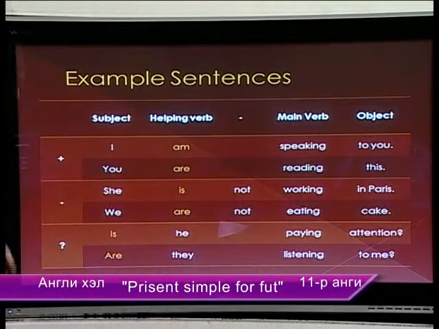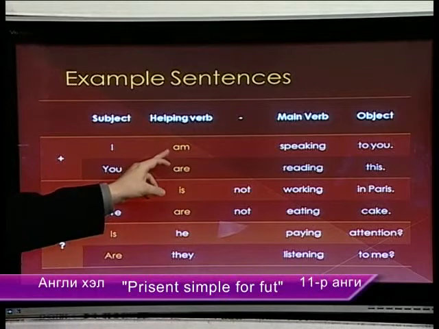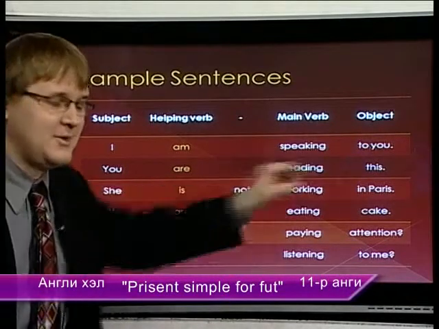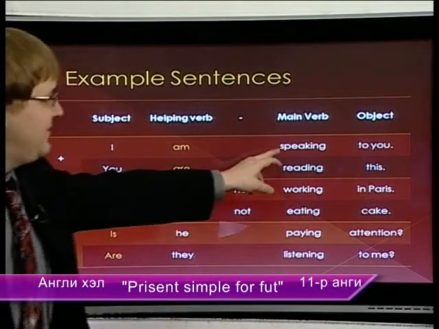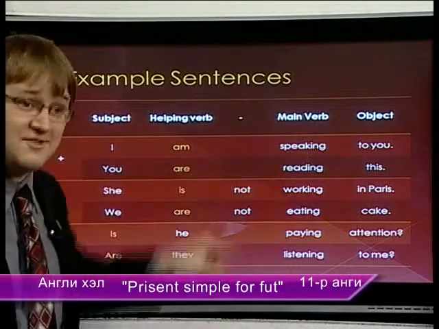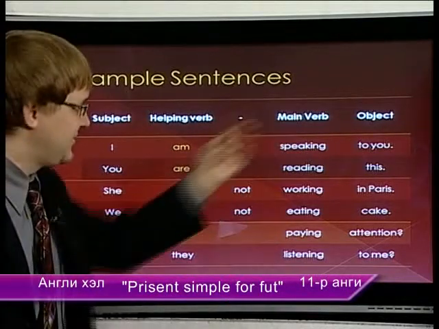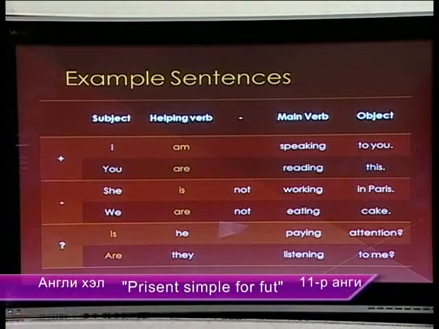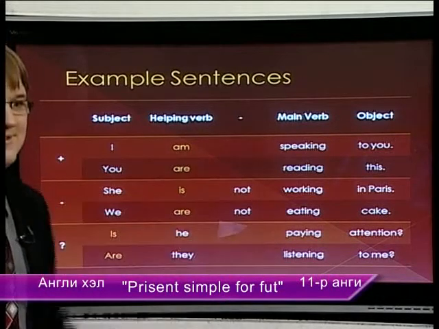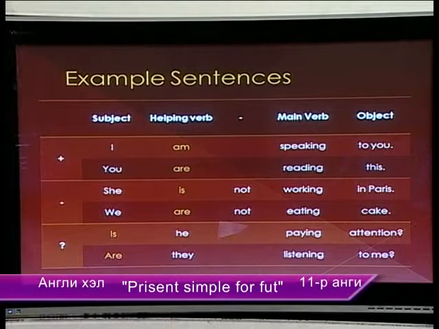Positive sentence is very easy. I am, be verb, speaking to you. Nothing changed with speaking. Vowel, vowel, consonant, so the K doesn't double. And the object, to you. I am speaking to you. You are, be verb, reading this. All right, that's the easy one.